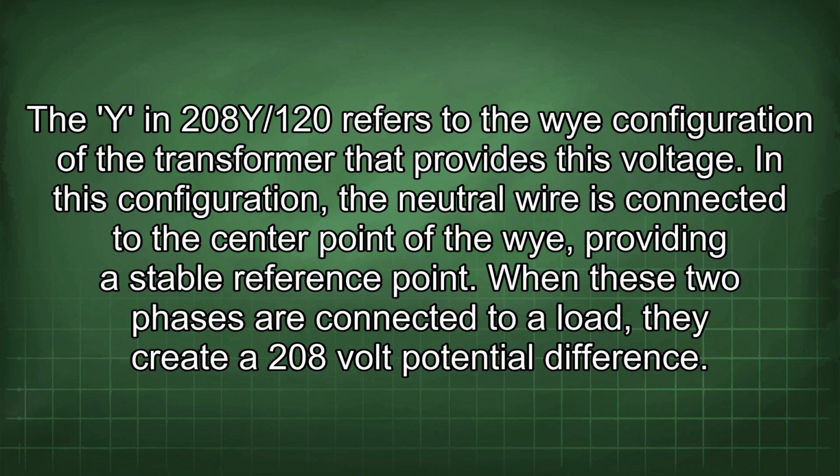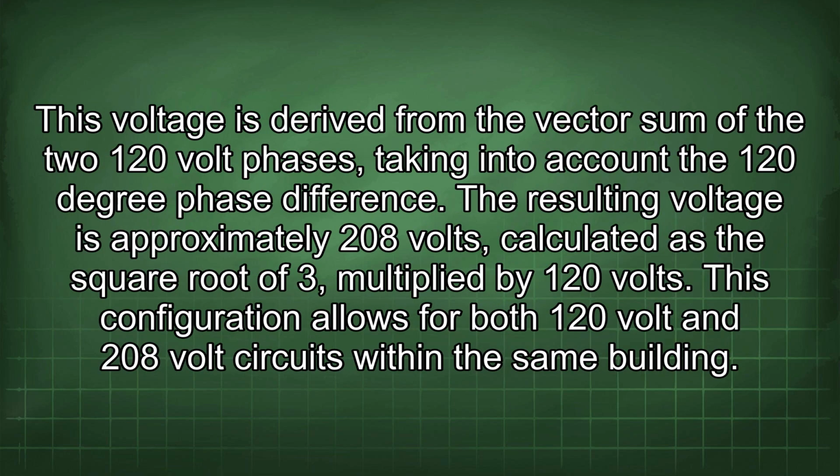When these two phases are connected to a load, they create a 208 volt potential difference. This voltage is derived from a vector sum of the two 120 volt phases, taking into account the 120 degree phase difference. The resulting voltage is approximately 208 volts, calculated as the square root of 3 multiplied by 120 volts. This configuration allows for both 120 volt and 208 volt circuits within the same building.